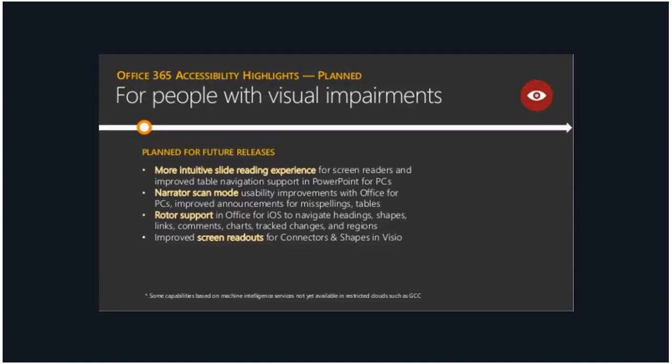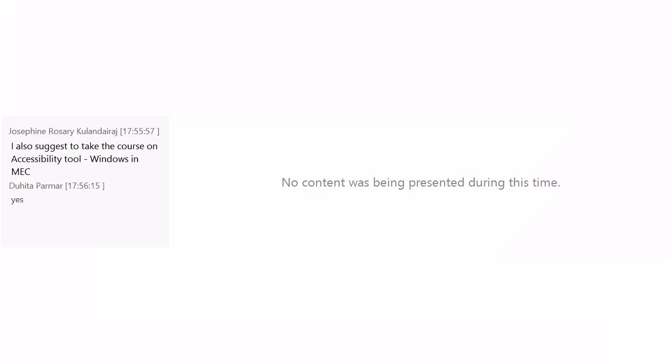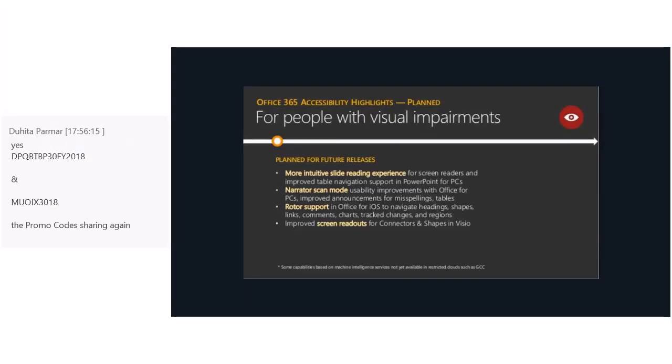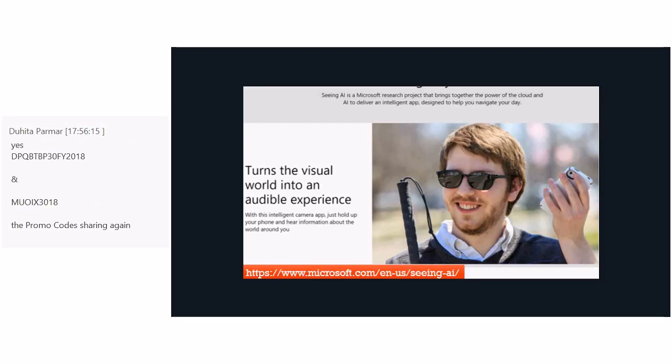Rotor support in Office for iOS. I know people have been asking for that too, to navigate headings, shapes, links, comments, charts, track changes, and regions. Improved screen readouts for connectors and shapes in Visio. So you're talking and we're listening.